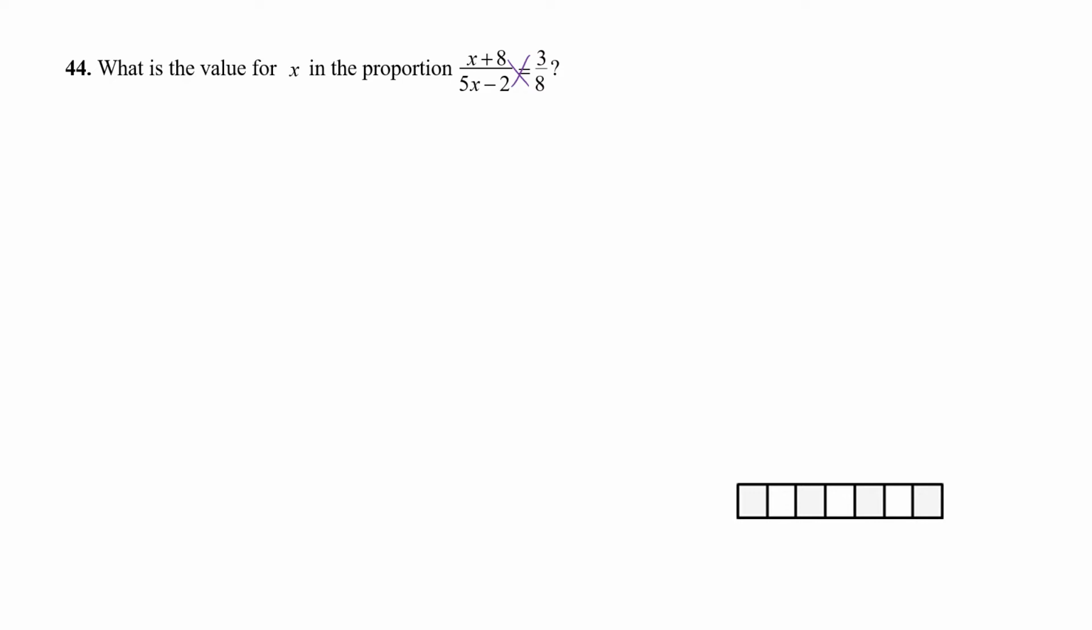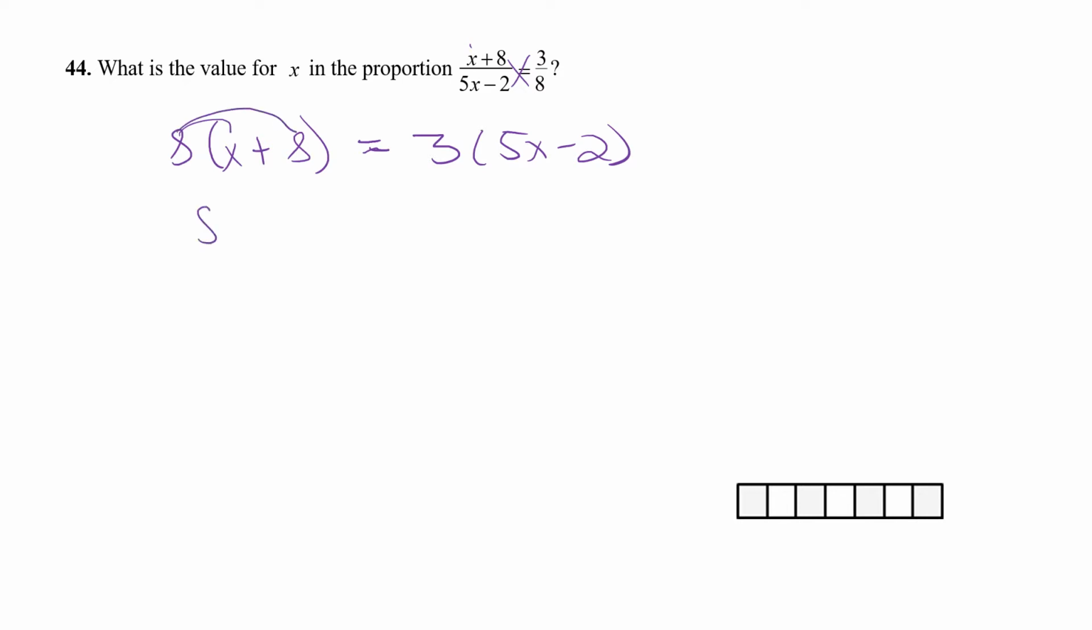So x plus 8 times 8, I have to use the distributive property because I want to multiply the 8 by both the x and the 8. And the same thing here. 3 times 5x minus 2, I have to use the distributive property. So now I'm just left with the equation with variables on both sides. And remember that if you have x parentheses, you always want to use the distributive property to eliminate them first.